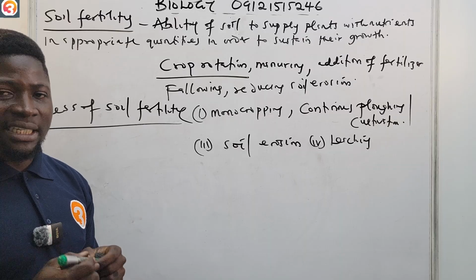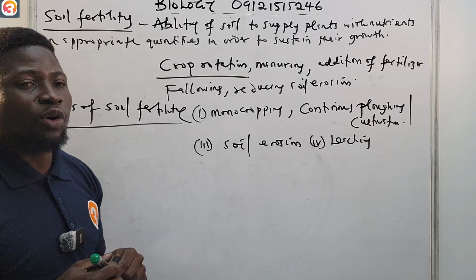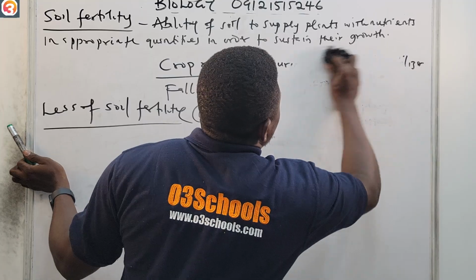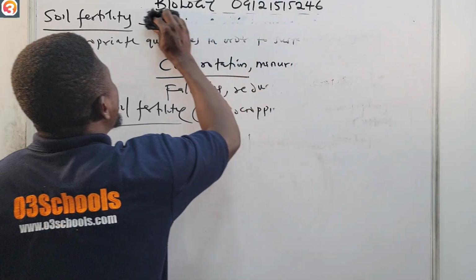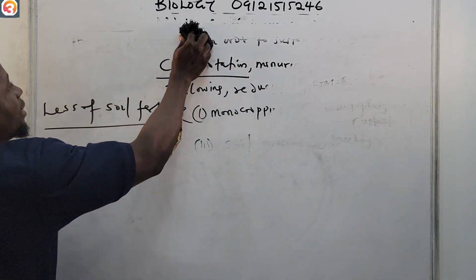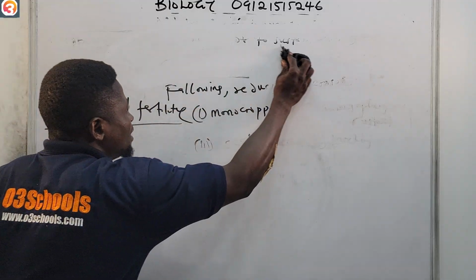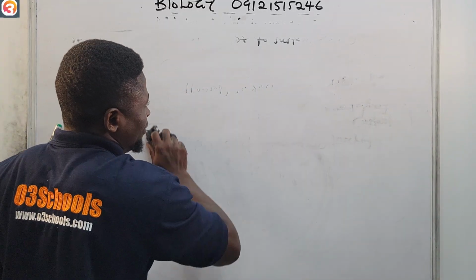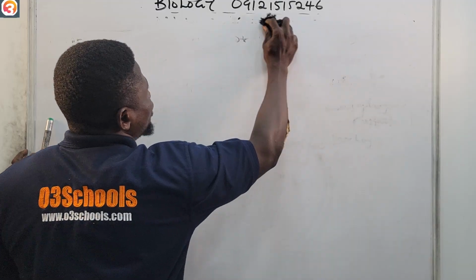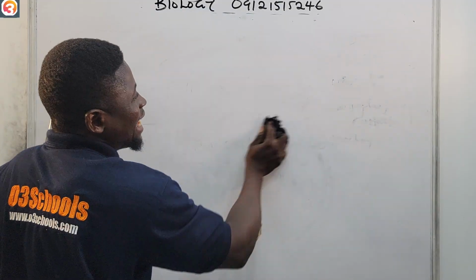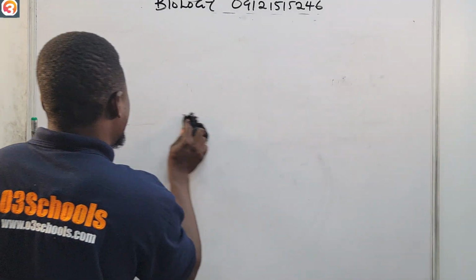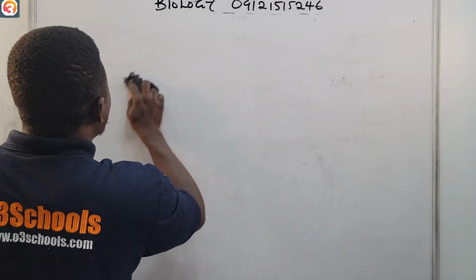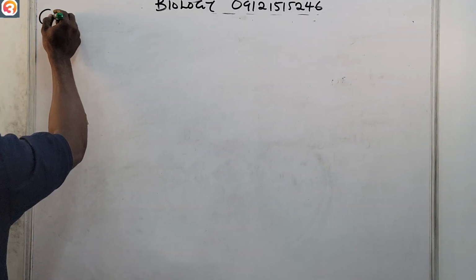Now we move to conservation of natural resources. We have natural resources and they need to be conserved. They need to be kept for the use of mankind. So that is what conservation of natural resources is. Say conservation of natural resources.